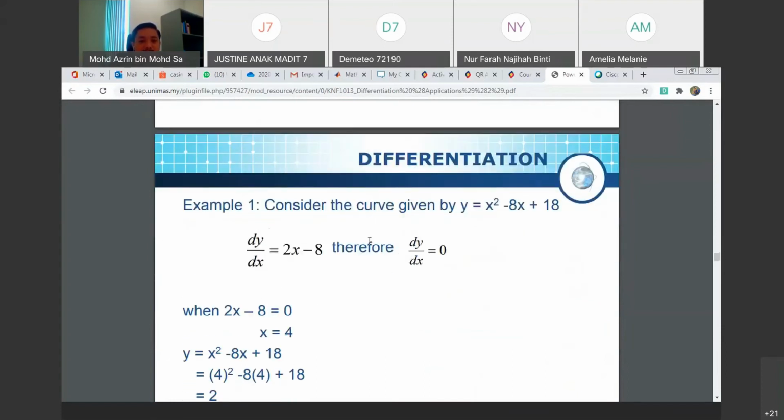So example for this application to find the maximum and minimum value. So consider the curve given by y equal to x squared minus 8x plus 18. Okay, we have this equation, we have this curve. Now when you need to find this, you need to differentiate the curve to find the slope.